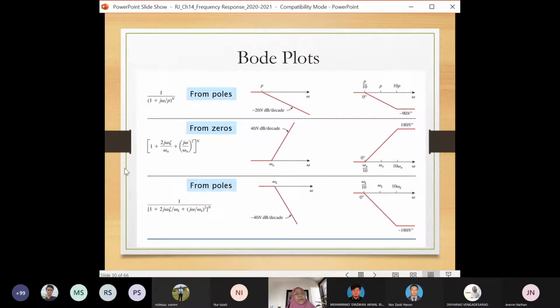So for the quadratic poles, the difference is only the slope. Instead of having 20 dB, you have a 40 dB slope, same for zeros and poles. But the behavior is similar. For the quadratic or double pole, the phase spans from 0 to 180, but for simple poles and zeros, it spans from 0 to 90 degrees only. So the only difference is the range.